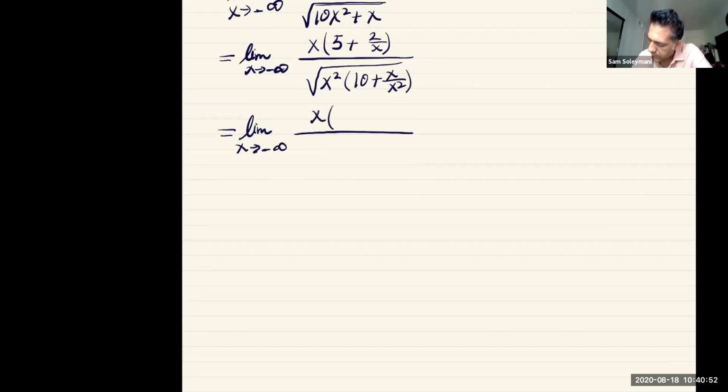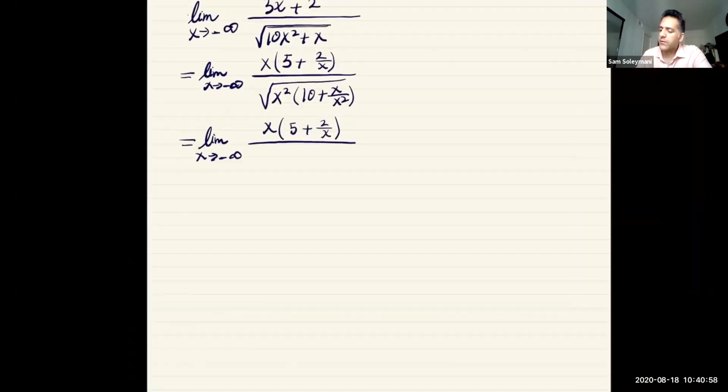So the top is just x times 5 plus 2 over x. Now the bottom, I have the square root of x squared right here. Okay? Square root of x squared, y'all. I hate to break it to you every time. Square root of x squared is not x. It is absolute value of x.